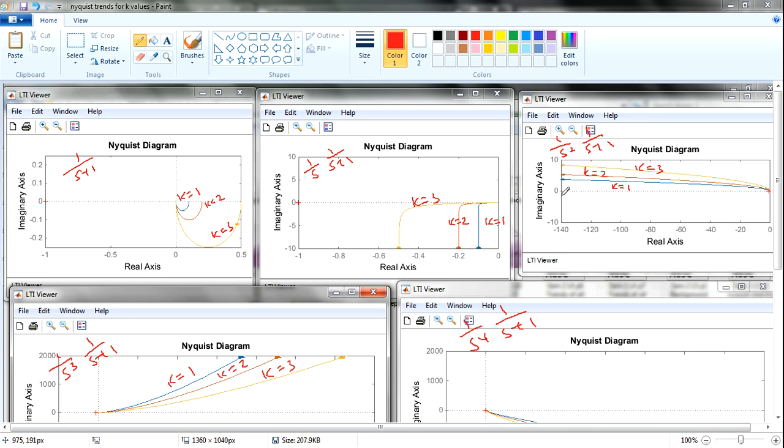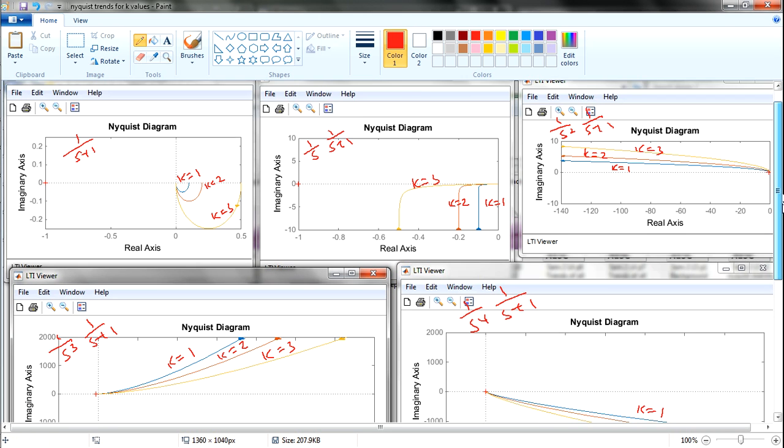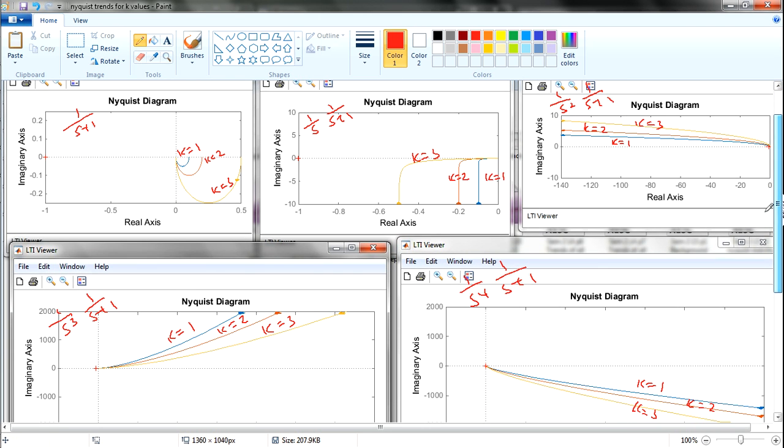The K trend: as K increases, what is the trend of the root locus? And then also to talk about a few other important things that I feel are important. Okay, so this is the first. I have five diagrams over here. So what are these five diagrams?